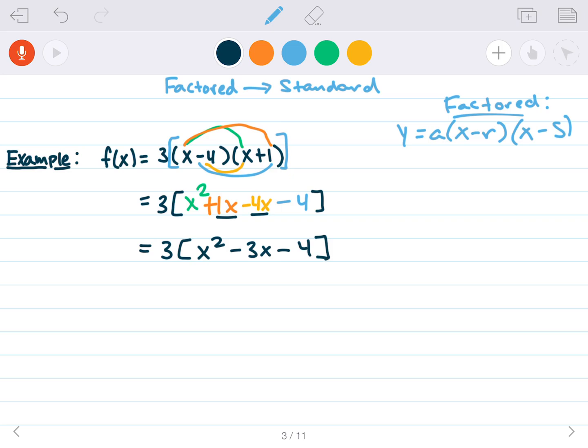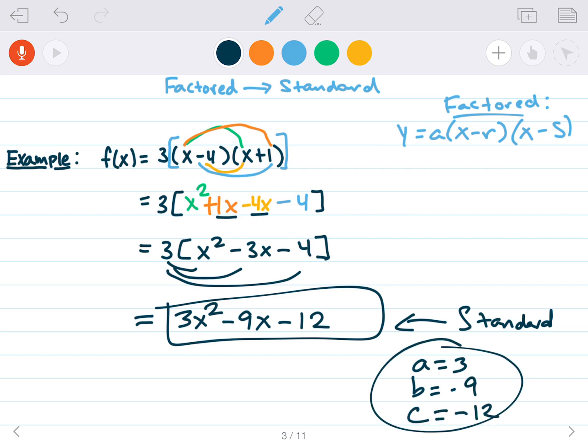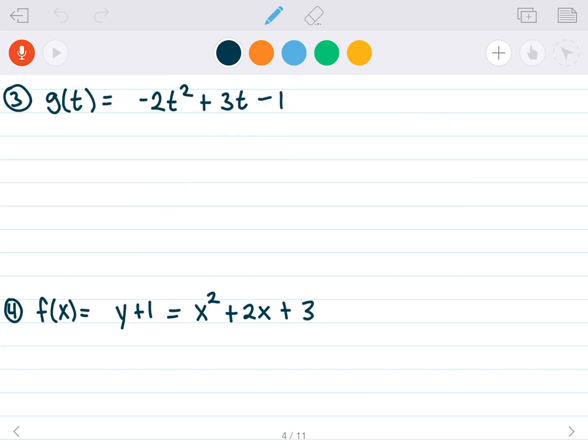And finally, I can distribute this 3 to everybody on the inside. 3 times x squared is 3x squared. 3 times -3x is -9x, and 3 times -4 is -12. And now I am in standard form. And my a is going to be 3, my b is going to be -9, and my c is going to be -12. So this was a little bit of a review.